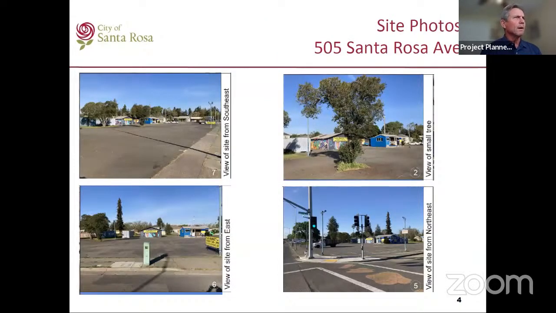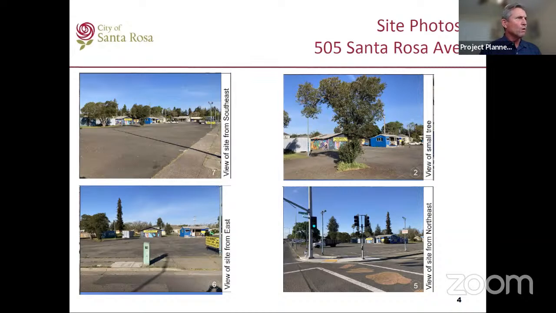This slide and then the next one following are just giving some indication of what's on site right now. In the upper left corner is from the southeast corner. It's basically taken from Santa Rosa Avenue looking towards Sebastopol Avenue. And you can see that there are a few small buildings on the site. I don't believe they're presently used.